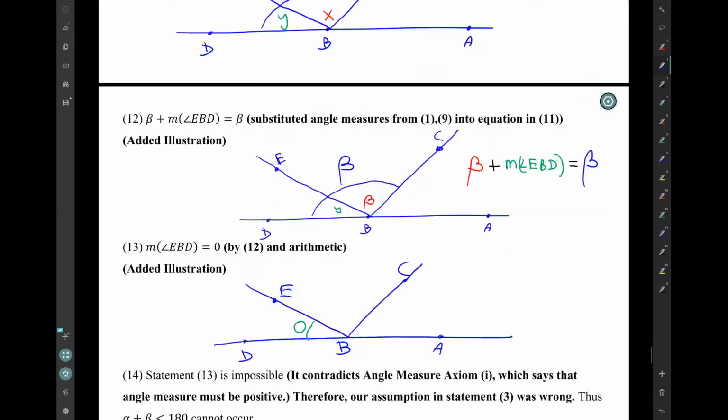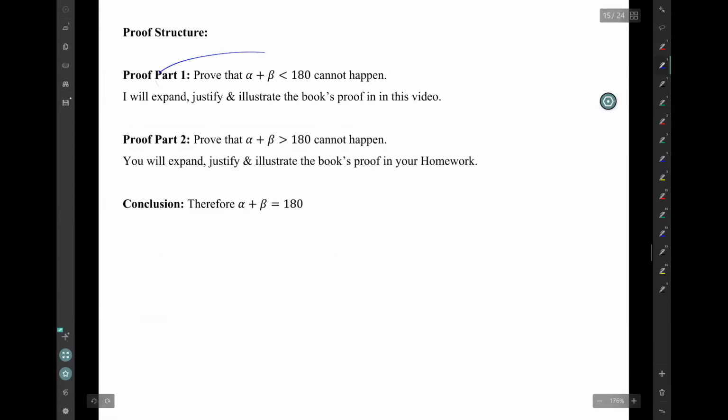Remember the proof structure. Proof part 1 is prove that alpha plus beta is less than 180 cannot happen. Now in your homework, you'll expand, justify, and illustrate the book's proof that alpha plus beta greater than 180 cannot happen. And so the conclusion will be that alpha plus beta has to equal 180. That's the proof of the linear pair theorem.